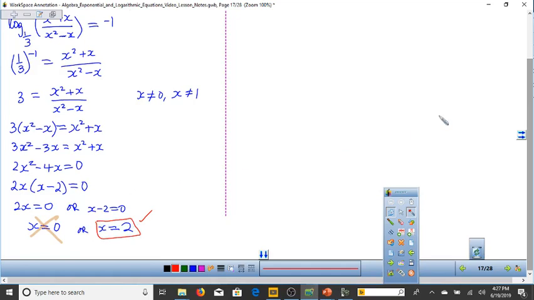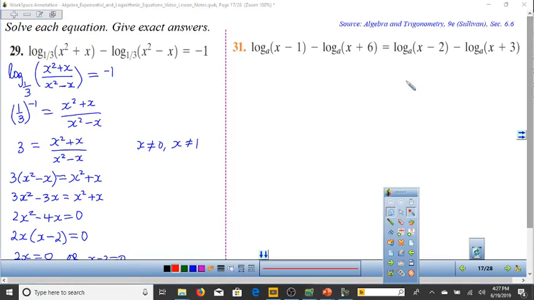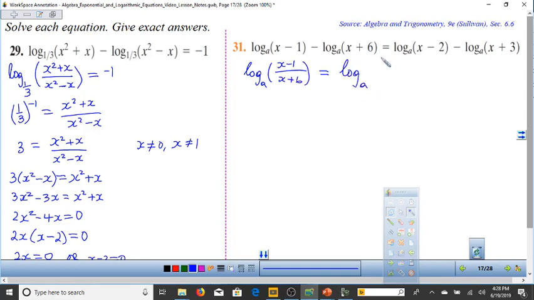Let's go through this one here. We have 2 logs on the left and 2 logs on the right hand side. Instead of putting all the logs on the same side, what we're going to do is combine the logs on each side, since there are no coefficients or other numbers floating around. So we have log base A of x minus 1 over x plus 6 is equal to log base A of x minus 2 over x plus 3. Cross multiplying, setting them equal to each other since the bases are the same. Inputs are the same then.